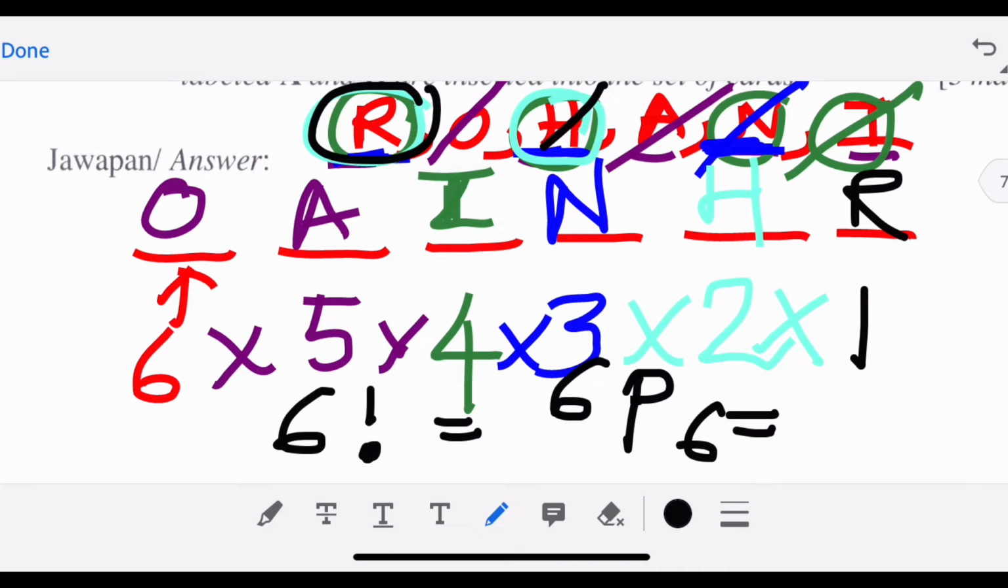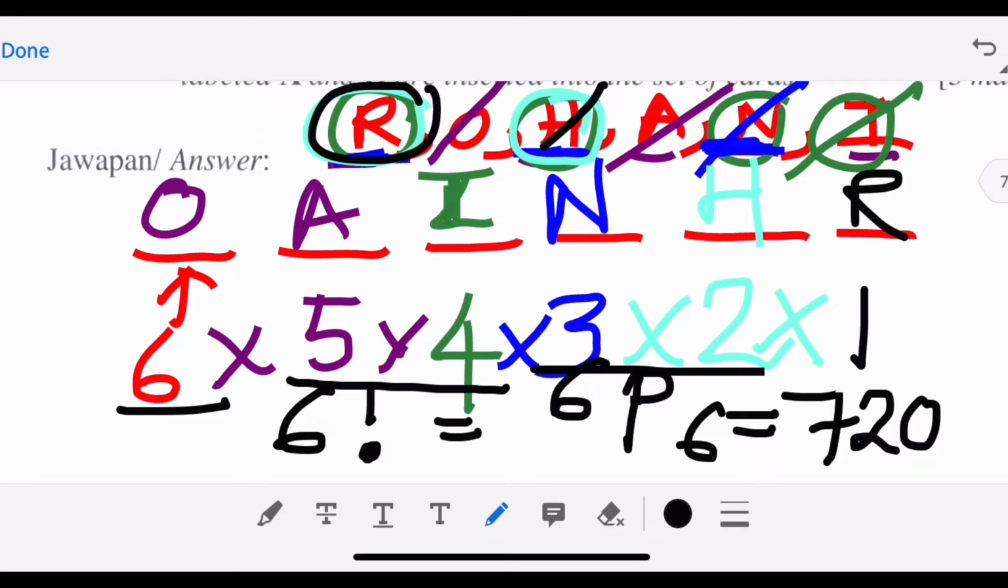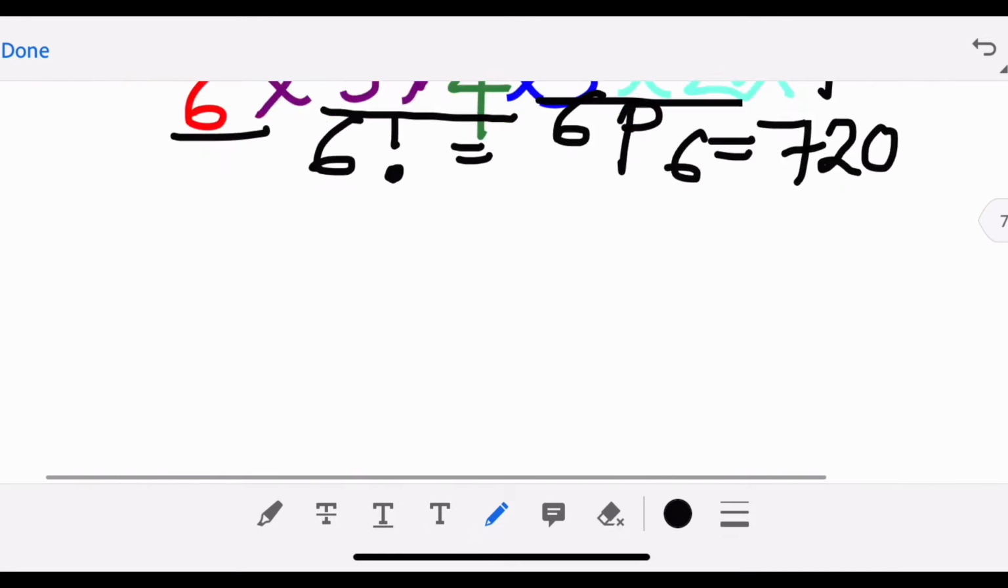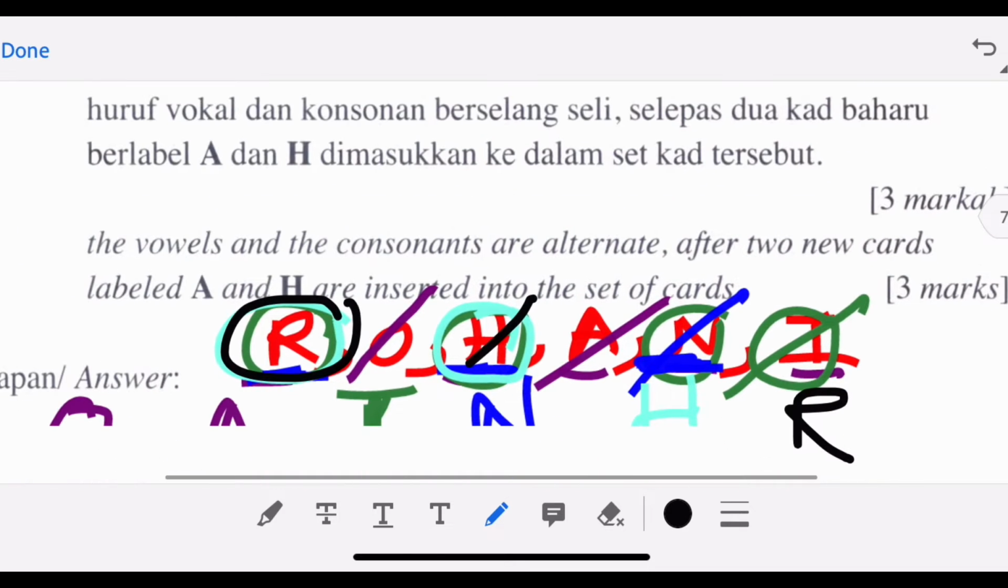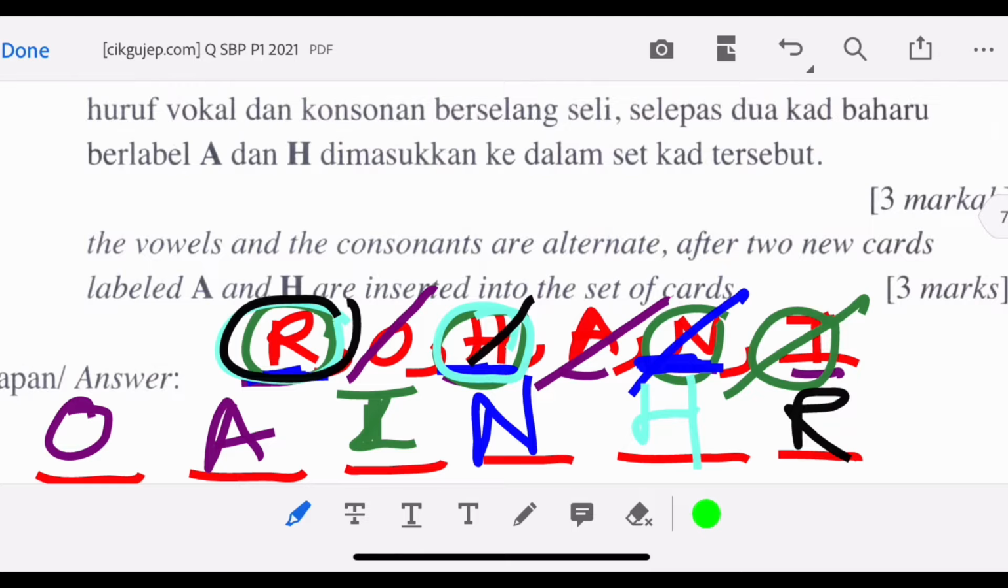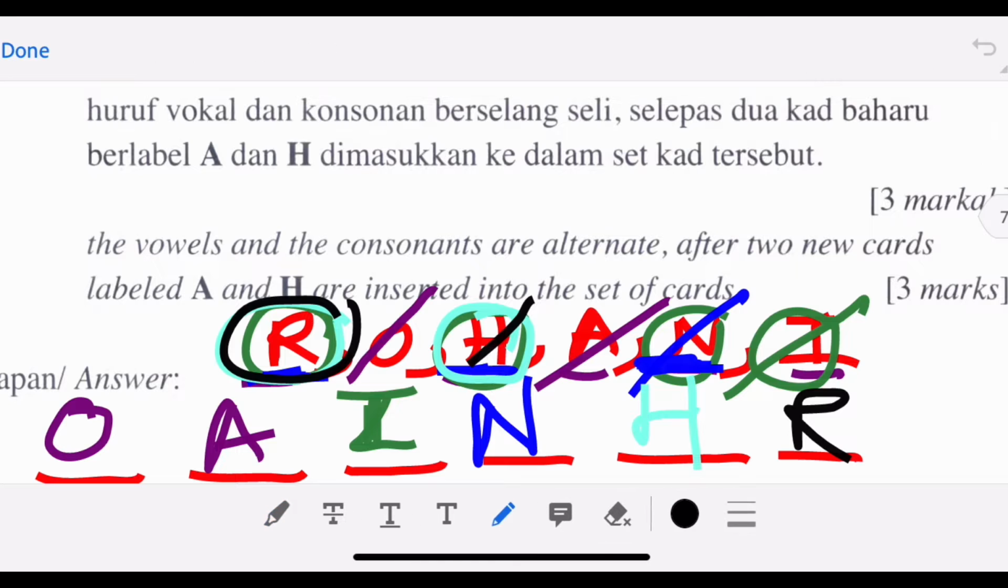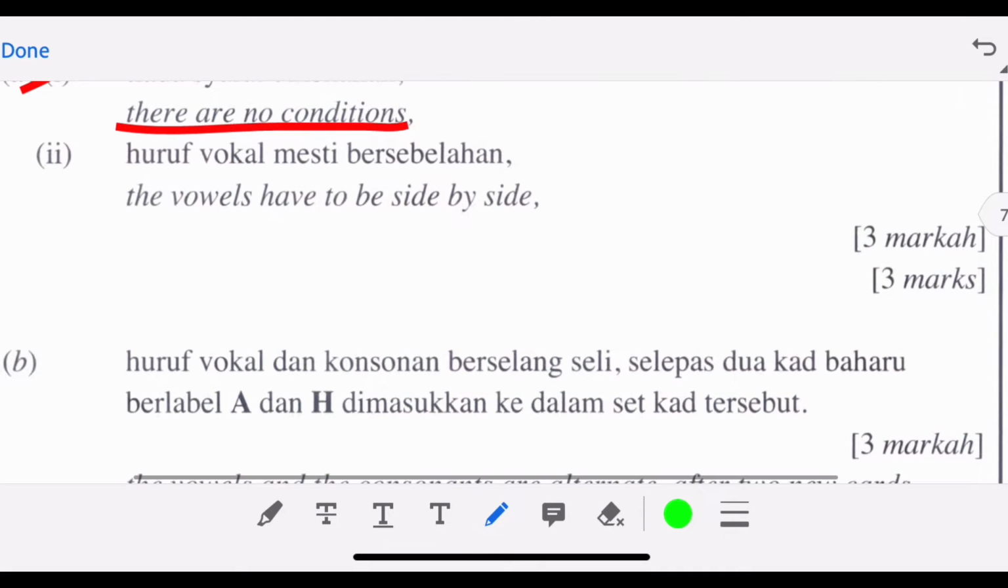All right, let's see, this is 120, and then this one 6 and 6, right? 6 times 120, so 720 ways, right? For the first one it is 720 ways. And then how about B? For B, there is a condition applied. The conditions are about the vowels and the consonants. Let's see number 2 first.